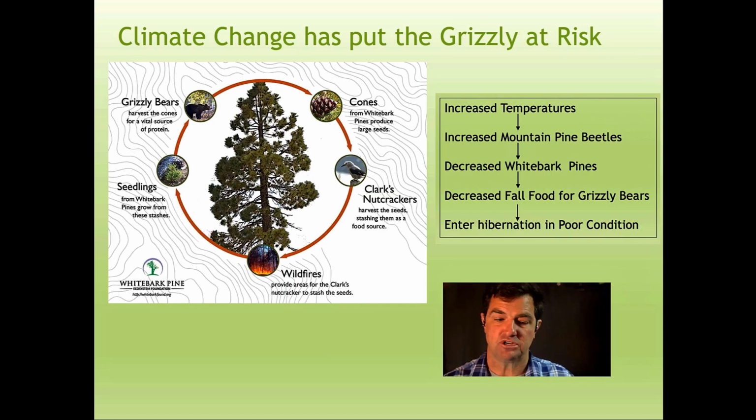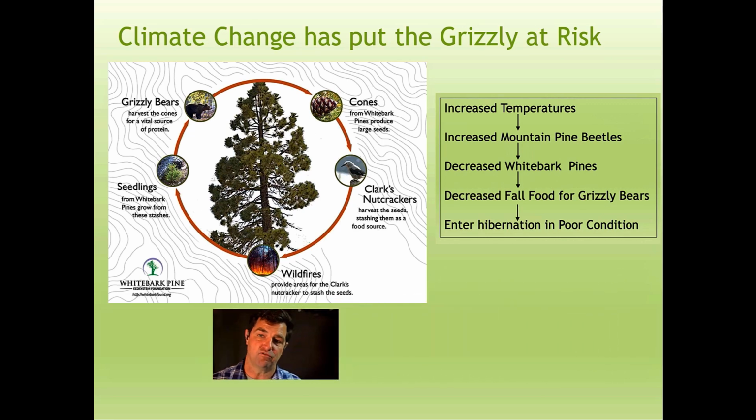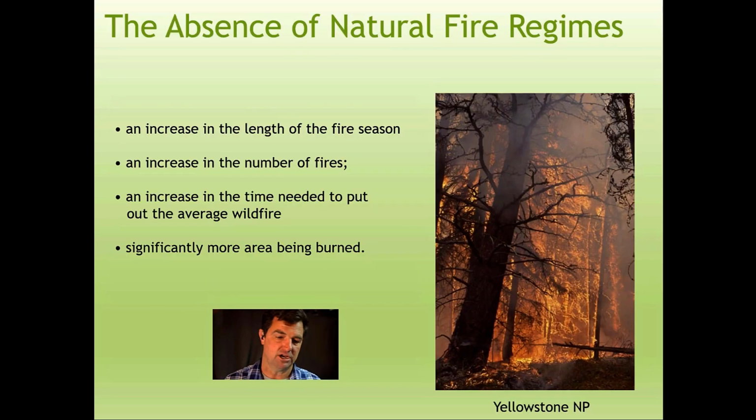So increased temperatures have resulted in increased mountain pine beetles at higher elevations, which have resulted in a large die-off of white bark pines, which have decreased the fall food source for grizzly bears, which means they're now entering hibernation in poor condition and they may not make it through hibernation.